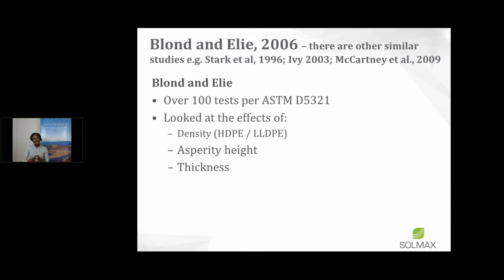So all other things remaining equal, if I was to vary, say, the density, HDPE versus LLDPE, everything else equal, is there going to be a difference in what I find with the shear strength? Also, they looked at the effect of the asperity height. All other things remaining equal, let's vary the asperity height. What's the effect? Thickness too, thickness of the geotextile, geocomposite, and thickness of the geomembrane.